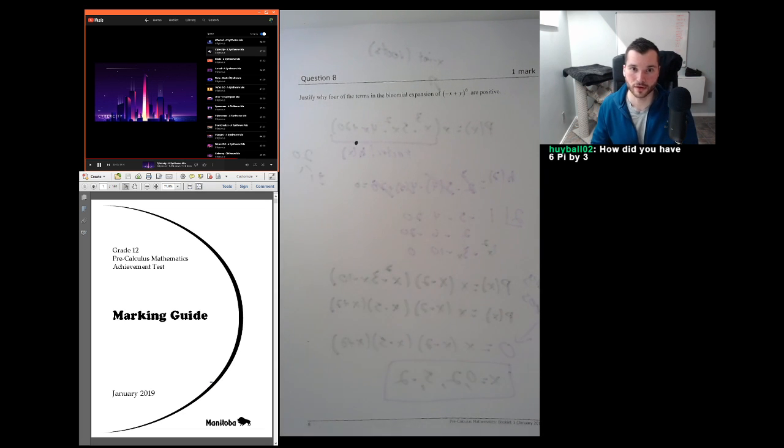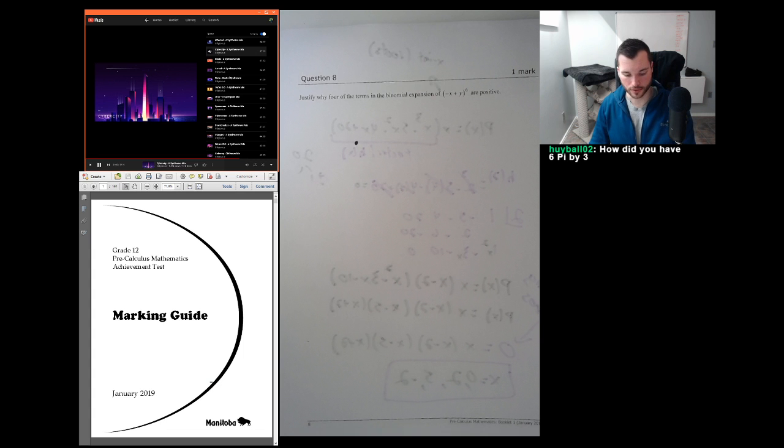Oh, how did you have 6 pi/3? We 6 pi/3, that is 2 pi, right? So if we're going to find a coterminal angle, we would subtract a form of 2 pi from it to figure out what the coterminal angle was. I just know that 6 pi/3 is equal to 2 pi, which is 1 full revolution of a circle. Okay.